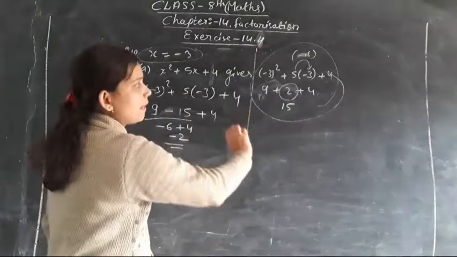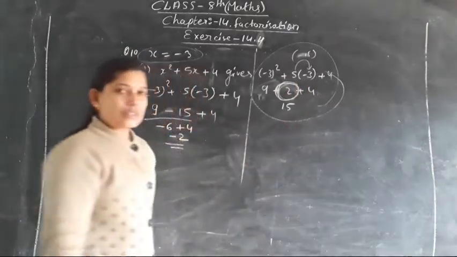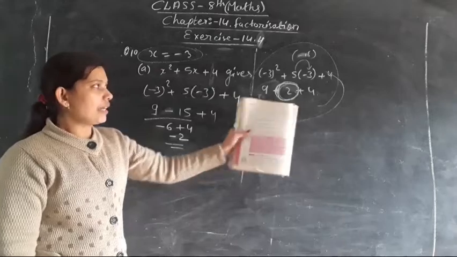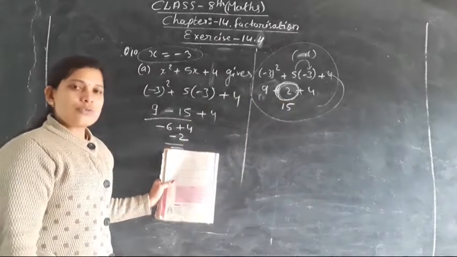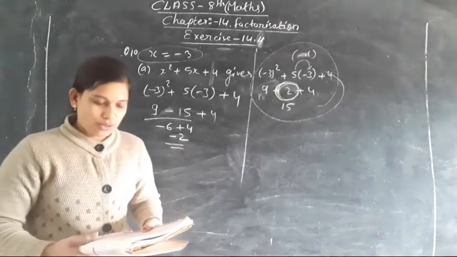And for this part I had already told you what error we are getting. The error is plus 2. This is the error in the question, and that error is being corrected by us. So the solution of that question is minus 2.